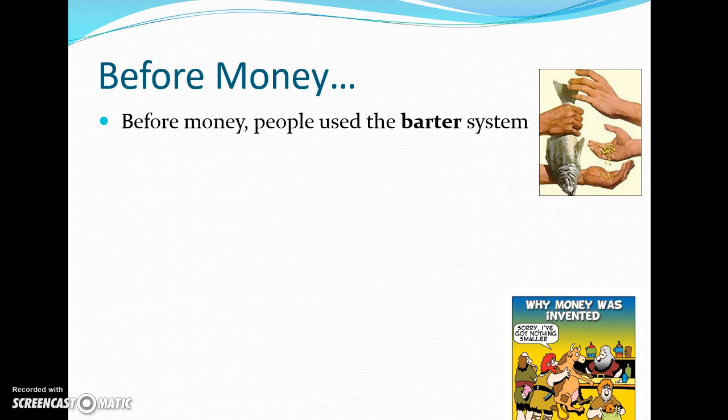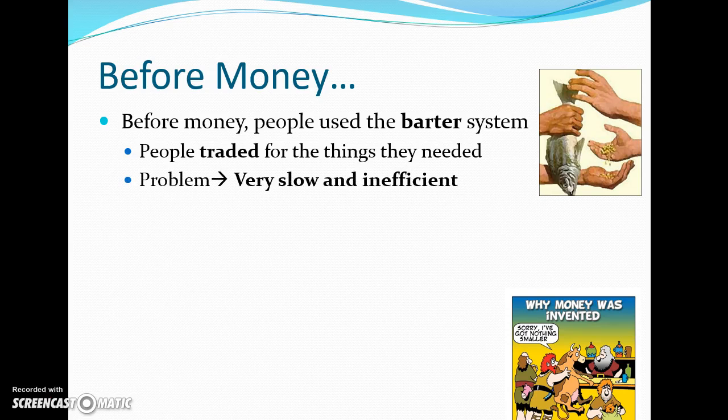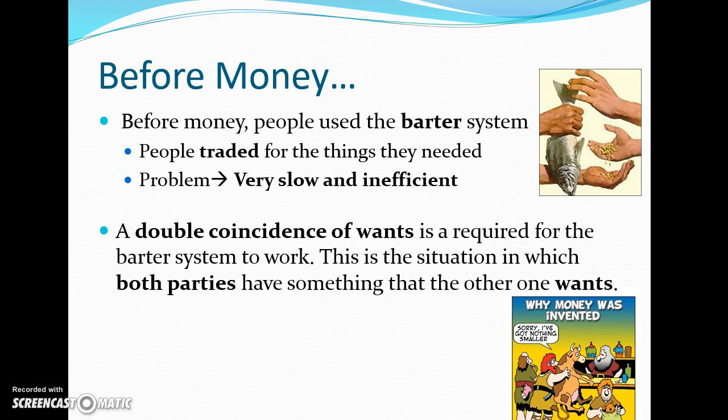So first, before money, we had a barter system. This barter system worked on people wanting things that other people had and exchanging for them. This is problematic because, one, it's very slow and inefficient. For instance, if I'm going to trade a shovel for, I don't know, 10 pounds of fish, what if I don't want 10 pounds of fish? What if I want 5 pounds of fish?